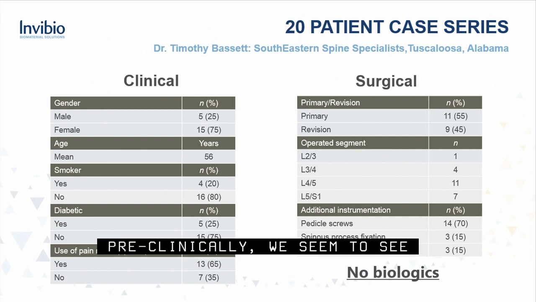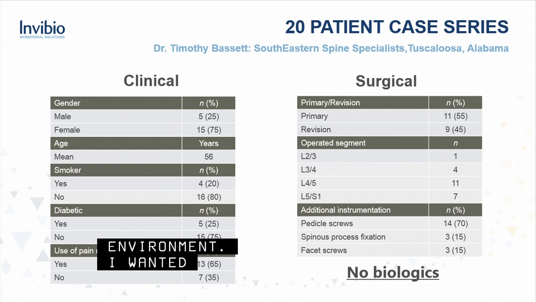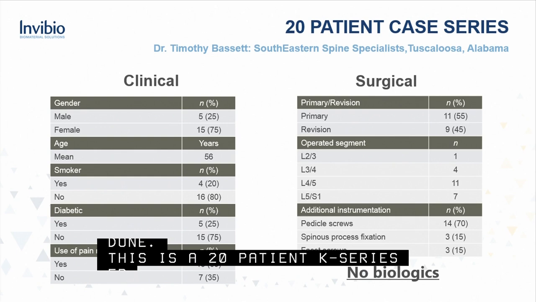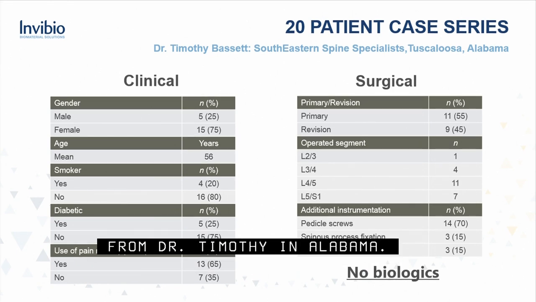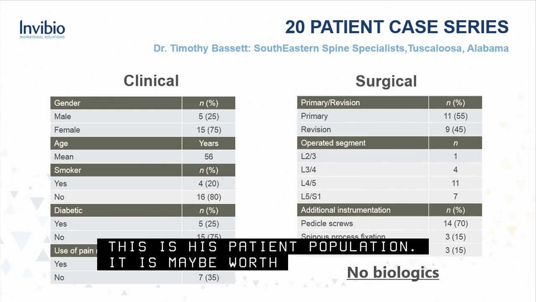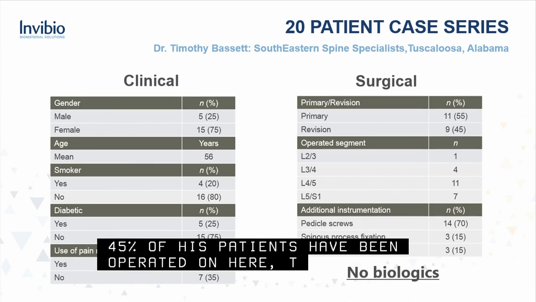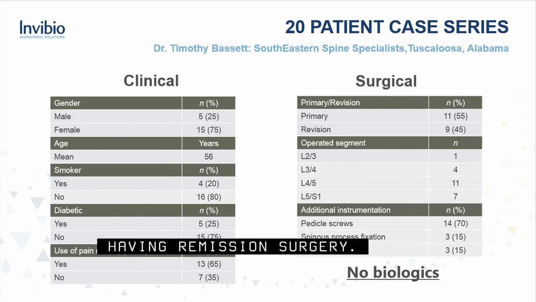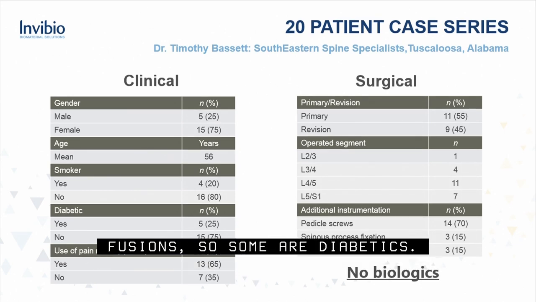I just want to summarize some of the clinical work that's been done. This is a 20 patient case series from Dr. Timothy Bassett at Tuscaloosa, Alabama. This is his patient population. It's maybe worth noting that 45% of the patients being operated on here, this was a failed primary fusion. So these patients are unfortunately having revision surgery. A certain amount of the population have some of the risk factors that we would associate with fusions, so smokers or diabetics. And 65% of patients are using some form of pain meds before surgery.